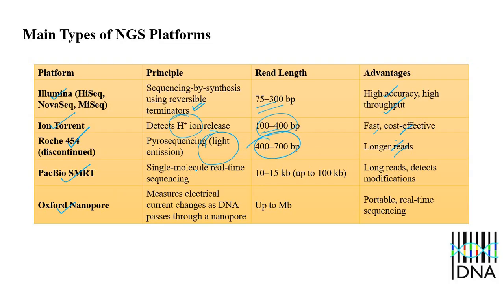PacBio SMRT is single molecule real-time sequencing, and the read length is very large, like 10 to 15 kilobase pairs. Long reads and it can detect modifications. Oxford Nanopore measures electrical current changes, and read length goes up to kilobase pairs or megabase pairs. This is portable and real-time sequencing. These are the different types of sequencing, their principles, advantages and read lengths.